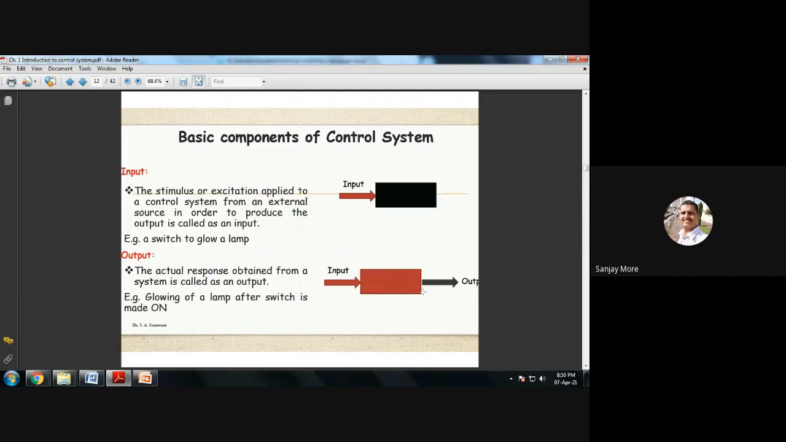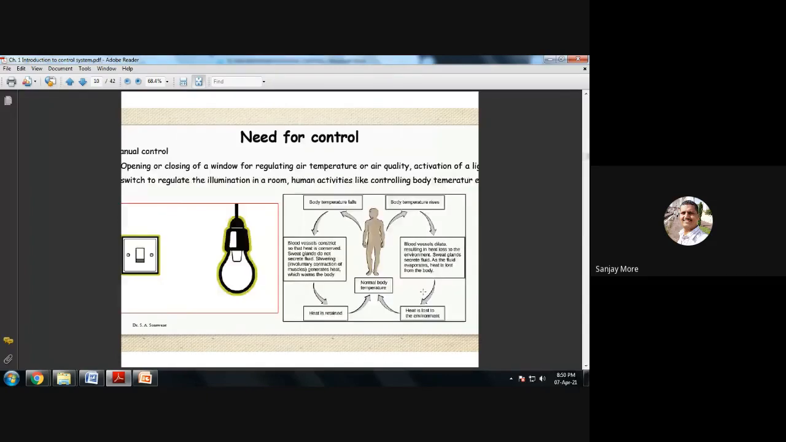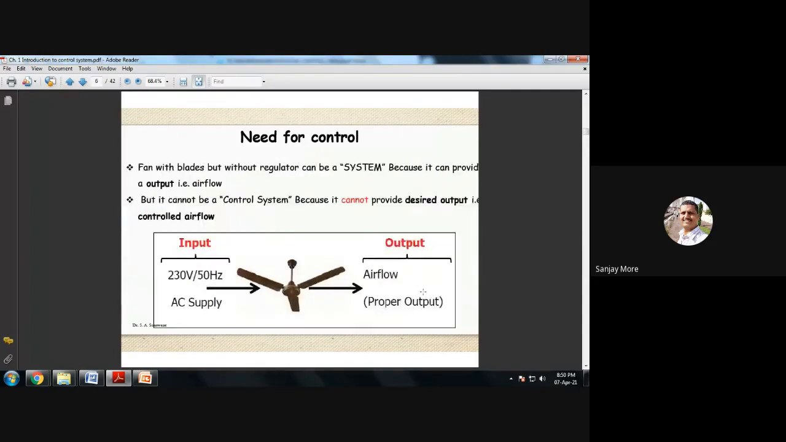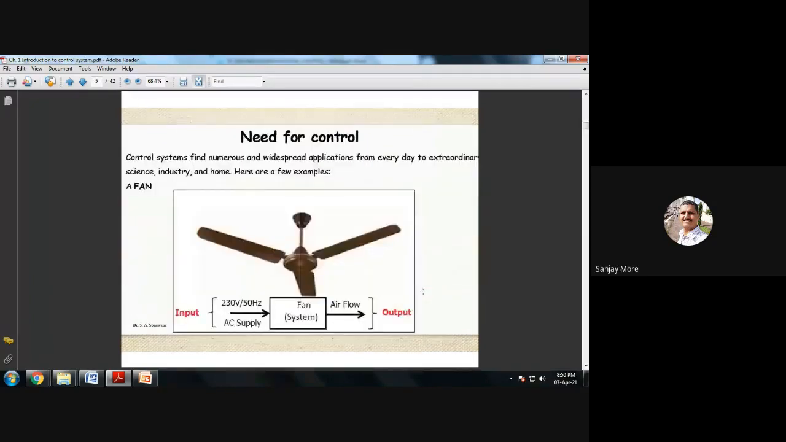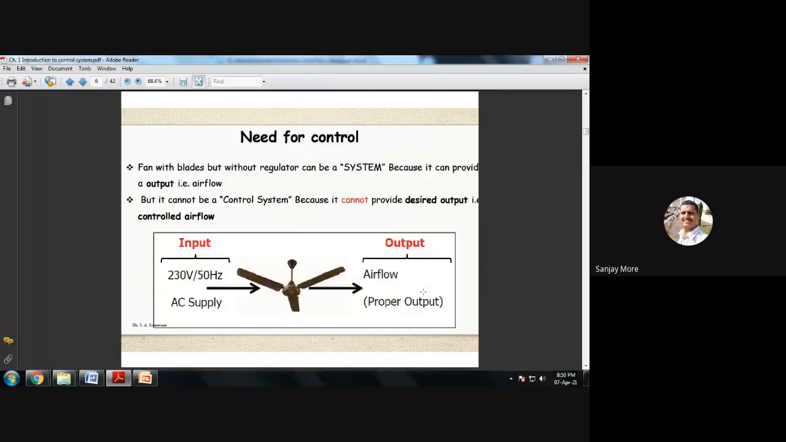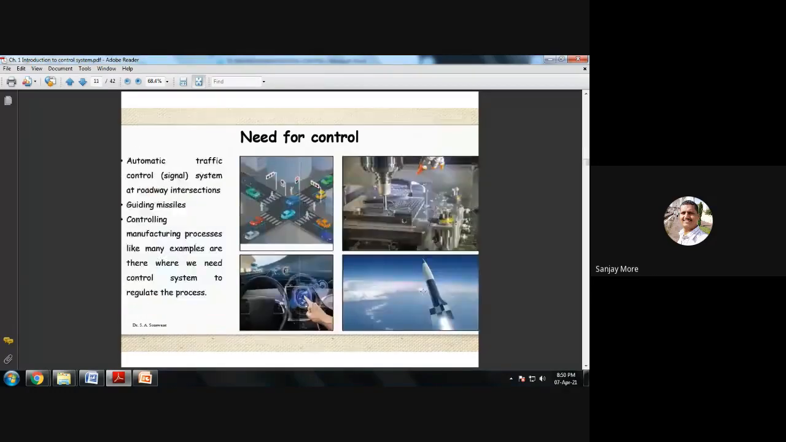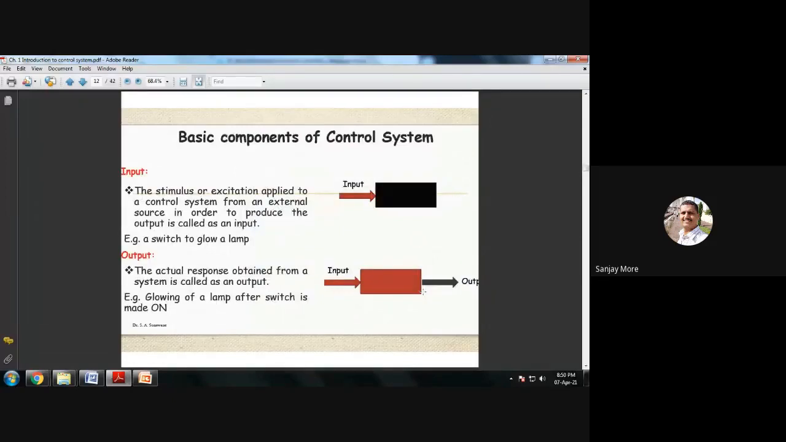Okay. So write down the basic components of control system. There is no need to write down the need of control system. Introduction part will be already written. Write down the basic components of control system. First one, input.